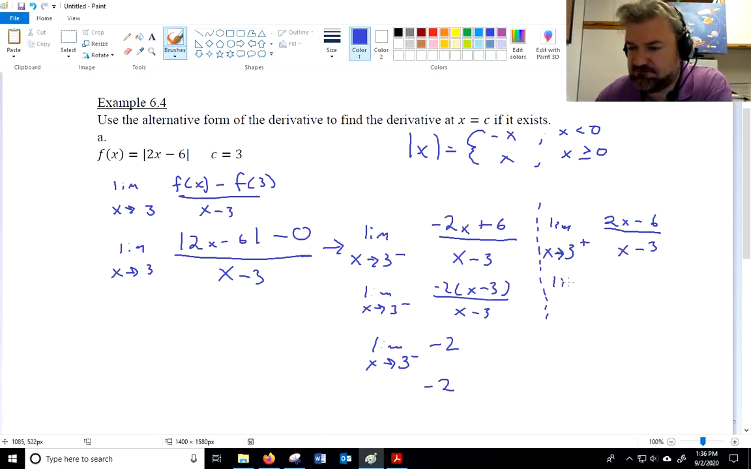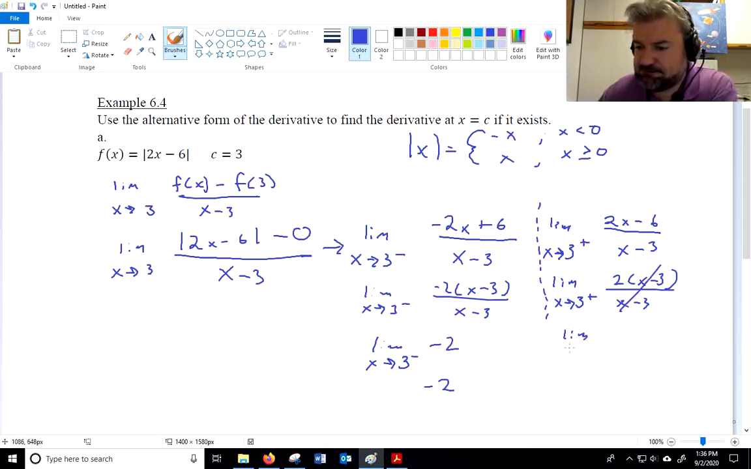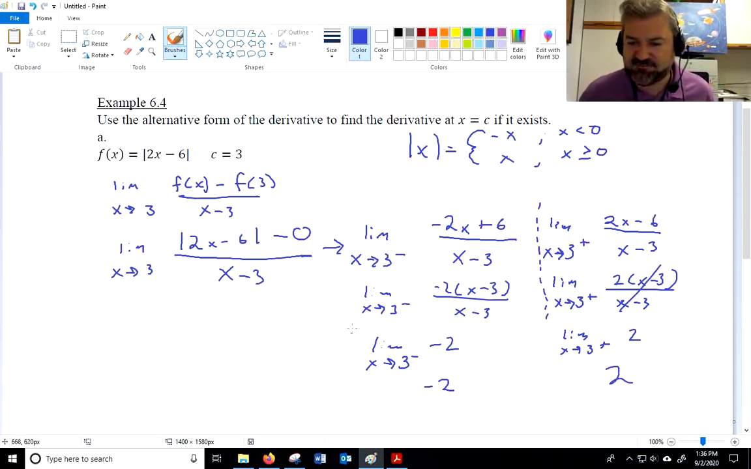Now let's go over here. Factor out a 2. Those reduce. And the limit of a constant is simply a constant. So it's 2. So what we have is that the limit as x approaches 3 from the left is negative 2, but as x approaches 3 from the right is positive 2.